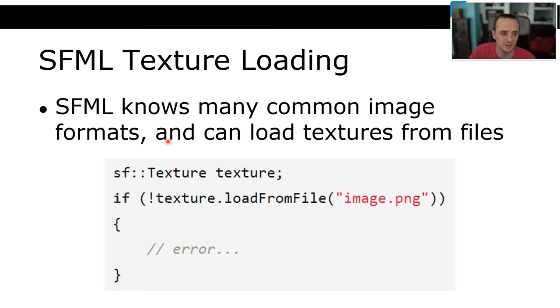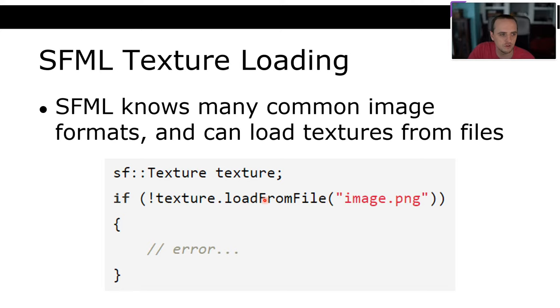So what we do, we create a texture object, and then we're going to call a function, which is loadFromFile, and that takes in a relative path to an image. So for example, if we had an image called image.png in the same directory as our executable, then we could try and load that into the texture by calling texture.loadFromFile with the image link.